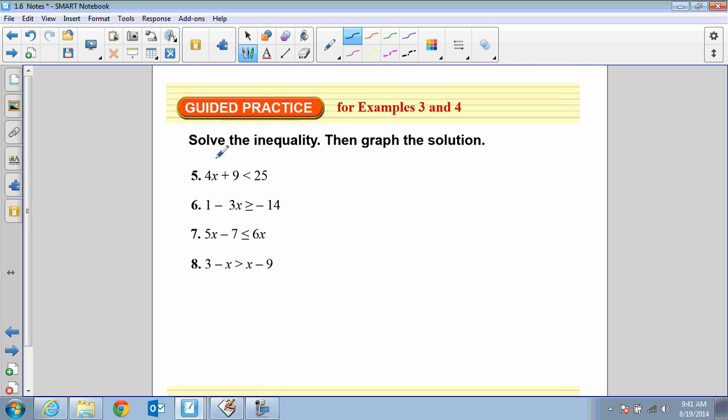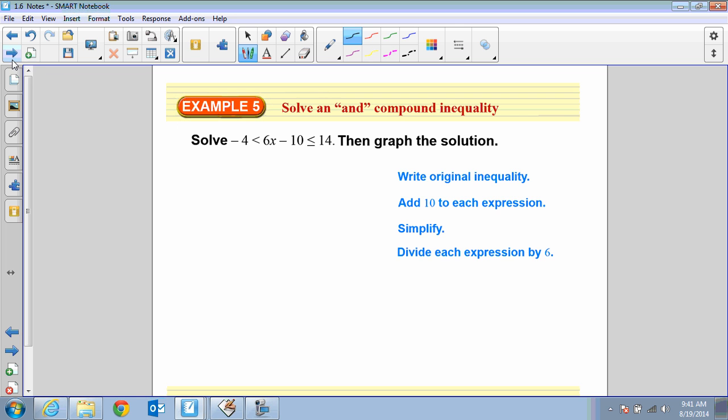All right, I'll let you try these on your own. Make sure you also graph. A lot of people solve and then forget to graph. Make sure you solve and graph those. And if you have questions in class, we can go over those.